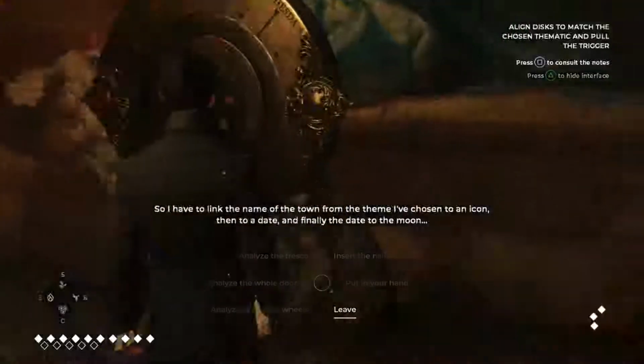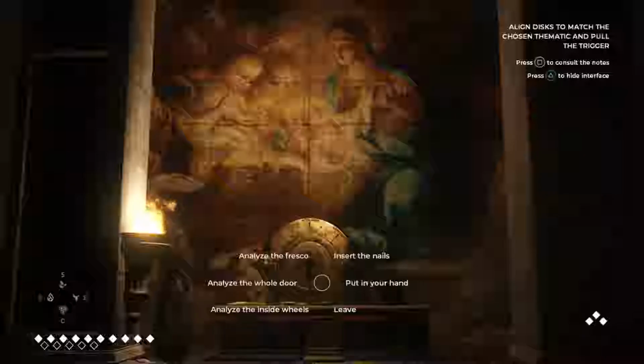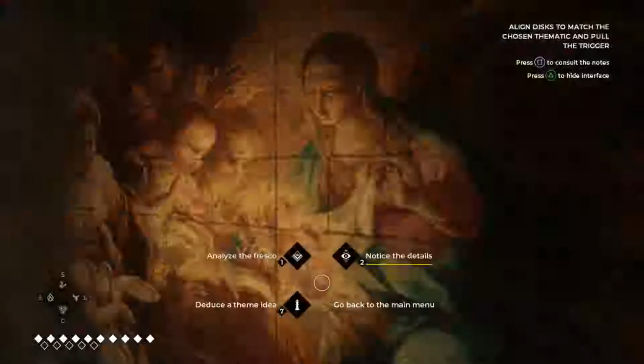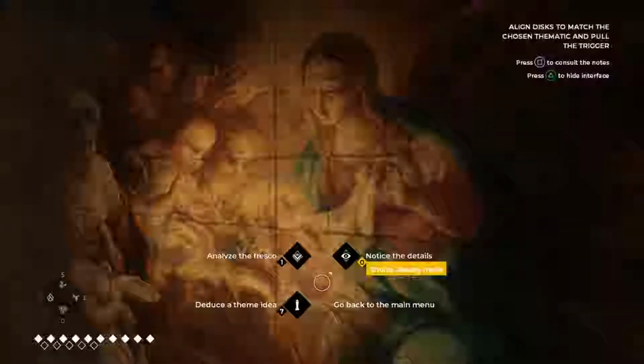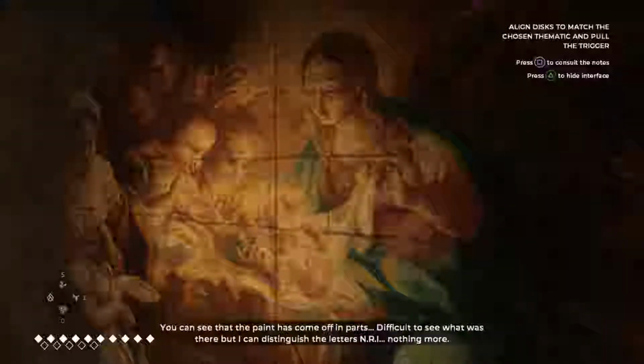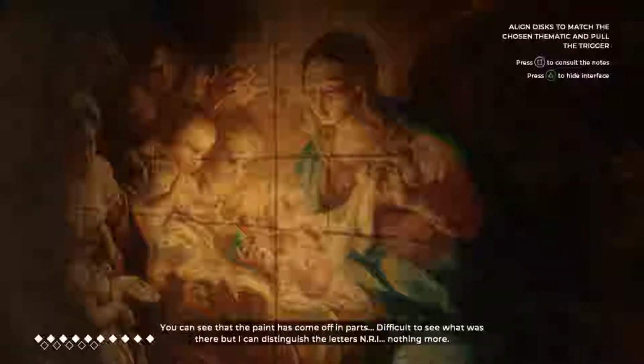Right. I want to check something first. Oh. Oh, God damn it. Let's go... The details. Here we are. You could see that the paint has come off in parts. Difficult to see what was there, but I can distinguish the letters N-R-I. Nothing more.